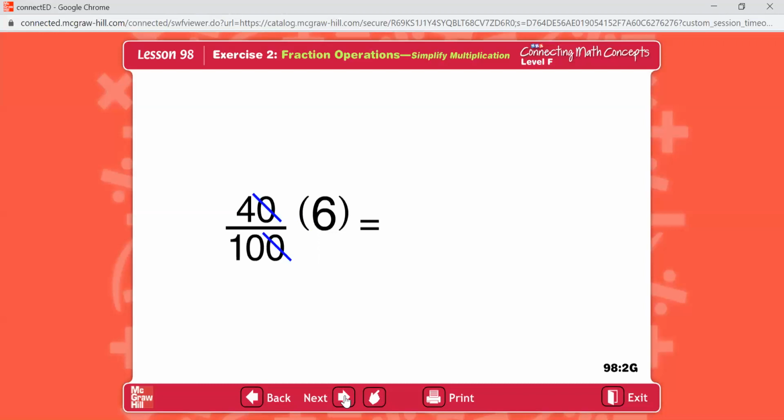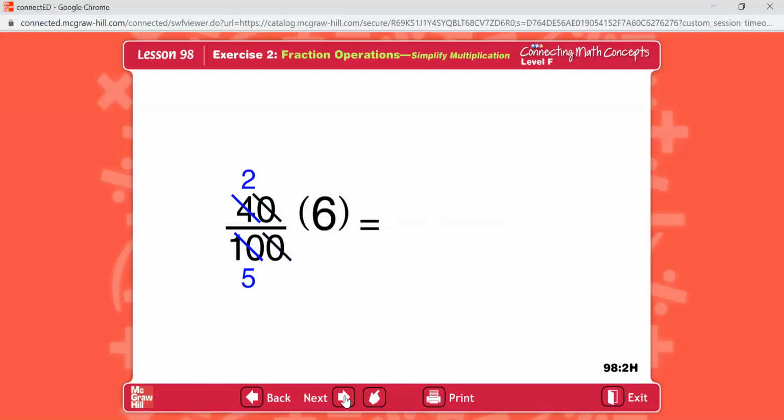The first fraction is 4/10. We can simplify 4/10 by dividing both numbers by 2. We divide it by 2 because they both have a common factor of 2. So let's divide 4 by 2 and 10 by 2. 4 divided by 2 is 2. 10 divided by 2 is 5. So our new fraction of 4/10 simplifies down to 2/5.